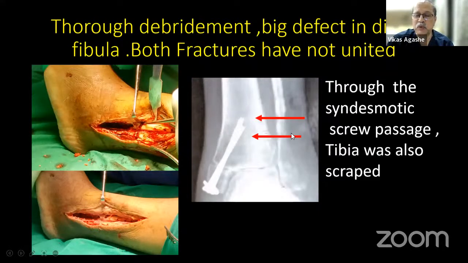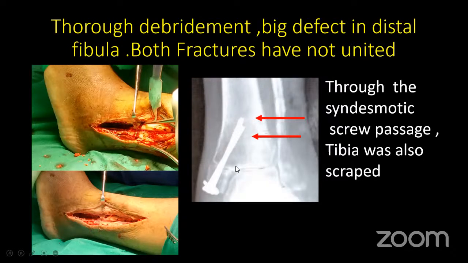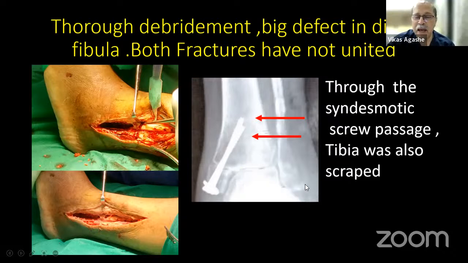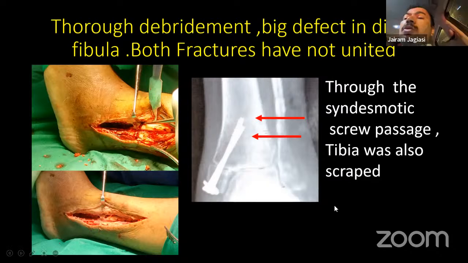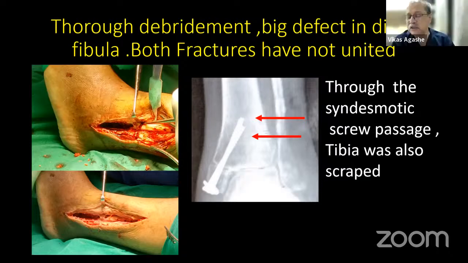So at this stage, I would ask the panelists how we should go further. You can see there is a medial malleolar non-union and a large defect in the lateral malleolus, and the syndesmotic screws which were holding have been taken out. How many days old is this injury since the last surgery? 3 months after the last surgery, 6 months after the first, the index surgery.